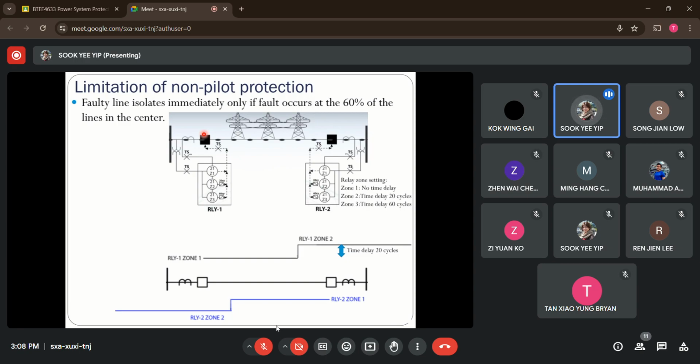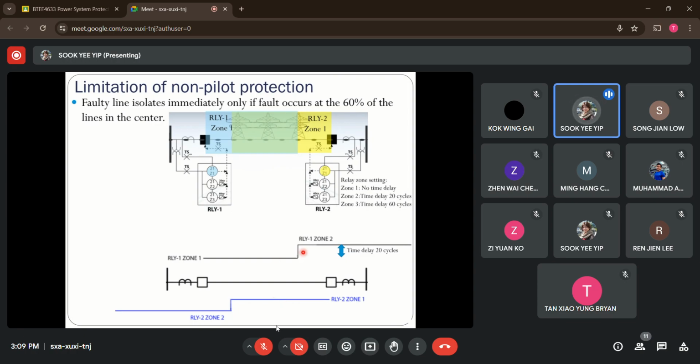So as you can see via the animations here, the blue shaded region will be the zone 1 setting for relay 1 that is located at the left-hand side, whereby the yellow shaded region will be the zone 1 setting for relay 2, which is located at the right-hand side of this transmission line. So from these two zone 1 settings from relay 1 and relay 2, you can see we have overlapping regions. All right, so overlapping of both relay 1 and relay 2.